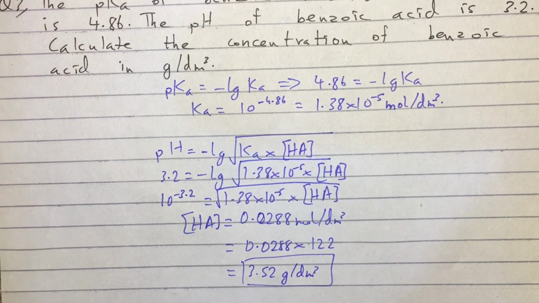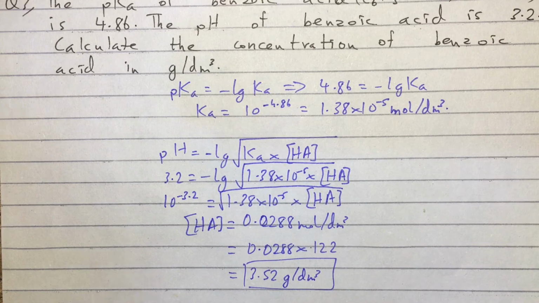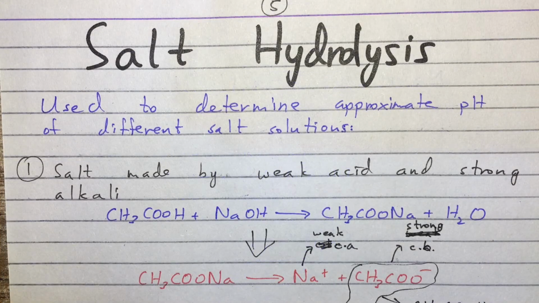I hope it's clear. So these were the calculations for weak acid. So we've done the calculations for strong acid, strong alkali and weak acid. These are the three that are in syllabus. Now salt hydrolysis. This is used to determine the approximate pH of different salt solutions, basically if a salt solution will be acidic, alkaline or neutral.